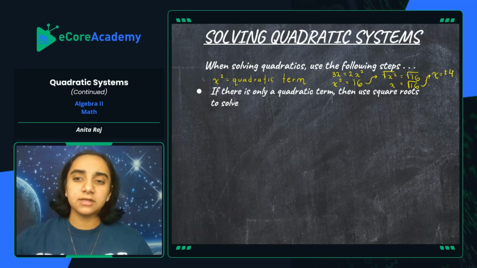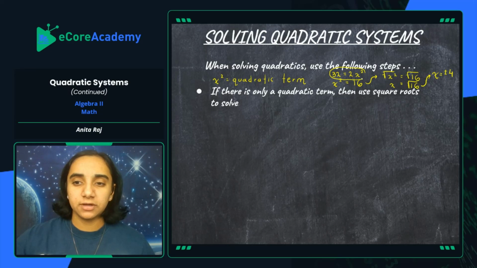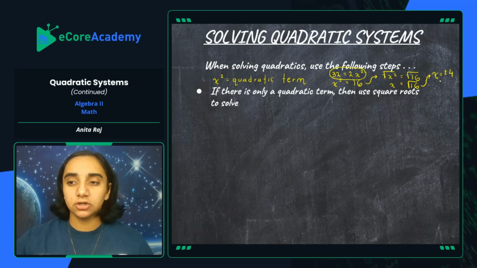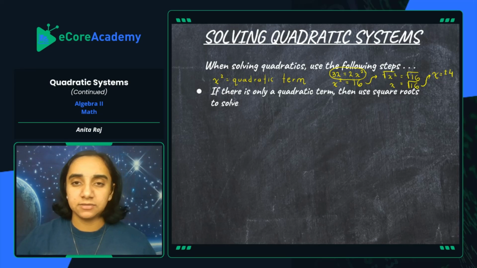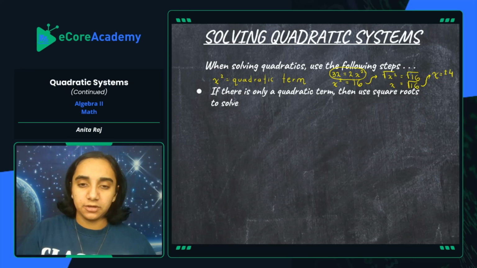If we plug positive 4 back into the original quadratic equation we were given, positive 4 squared is 16. 16 times 2 is 32. If we try negative 4, we get the same. Negative 4 squared is 16. 16 times 2 is 32. So that's what you would do if you just had a quadratic term, which is that x squared term.